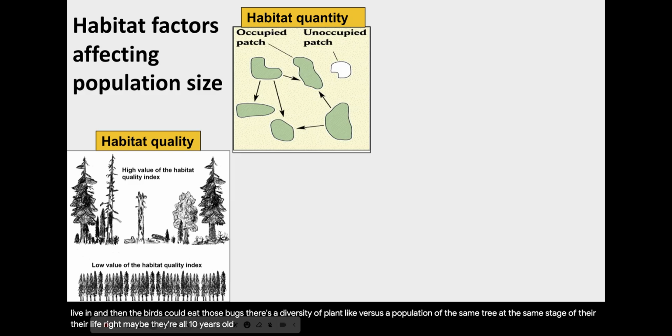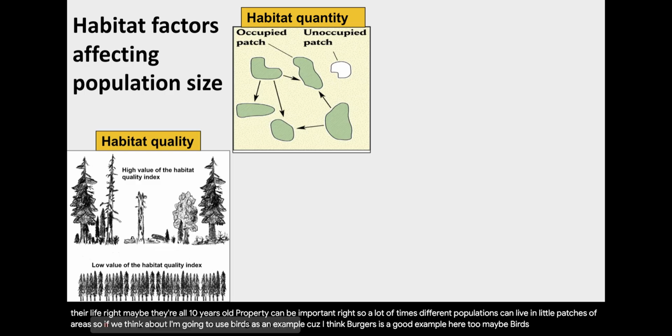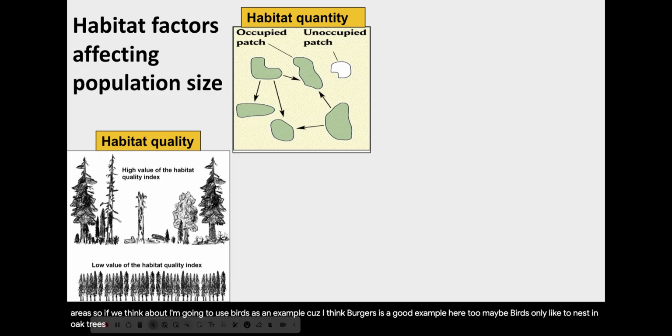Habitat quantity can be important, right? A lot of times different populations can live in little patches of areas. If we think about, I'm going to use birds as an example, maybe birds only like to nest in oak trees. Well, maybe I have a patch of oak trees right outside of Nobel, another patch in the Arboretum, another patch over by Prairie View, right? I have scattered patches of habitat. So how many of those patches I have can influence the population size of those birds on campus.